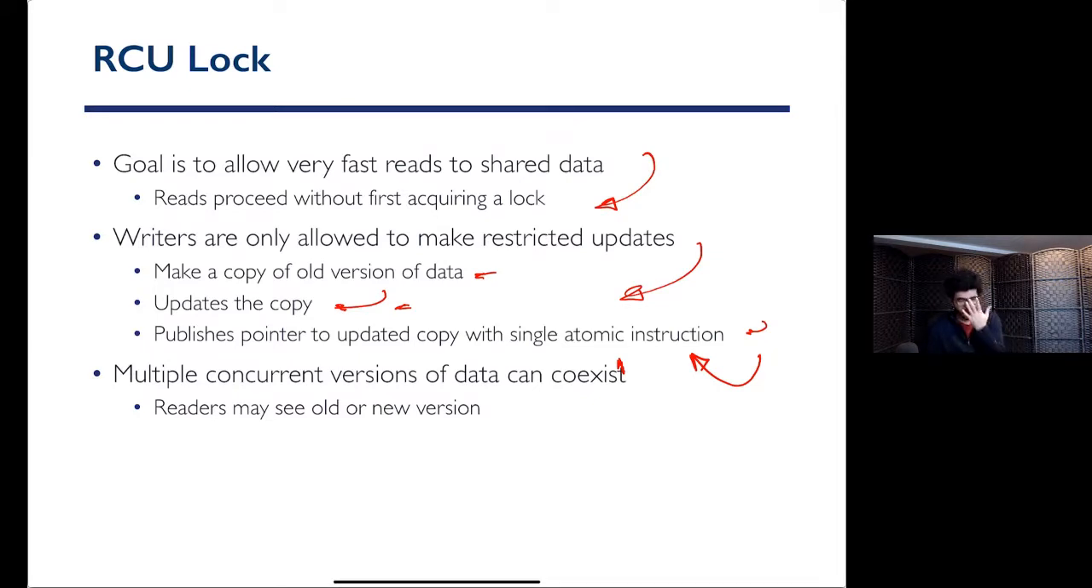With this, you want to call it a downside, but it's not a downside, it's an artifact of this design that we have. We're allowing multiple copies of the data to exist at the same time. As you can see, the writer is going to get a copy, change the copy, and then change the pointer. Now, when the writer changes the pointer, there still might be some readers that are using the old data.